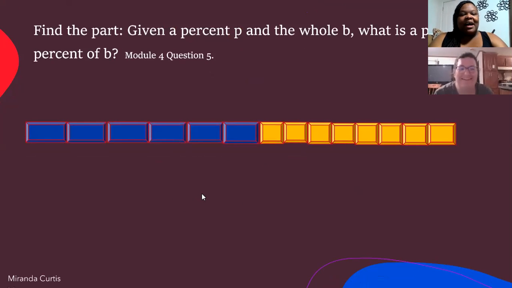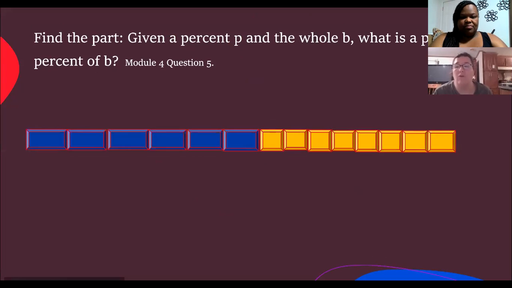Miranda, find the part given a percent P in the whole. What is P percent of B? Okay, this part we're going to find the part. So in order to find parts, we have to know what parts are. Parts are percentages of the whole.